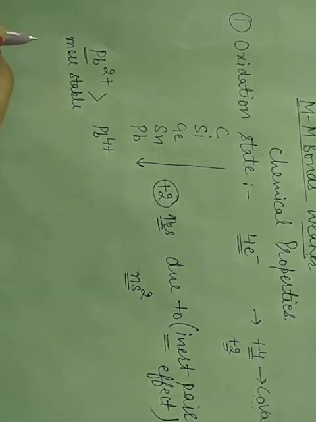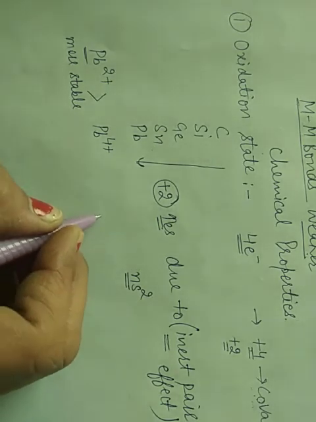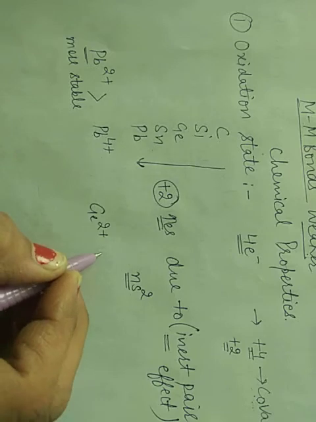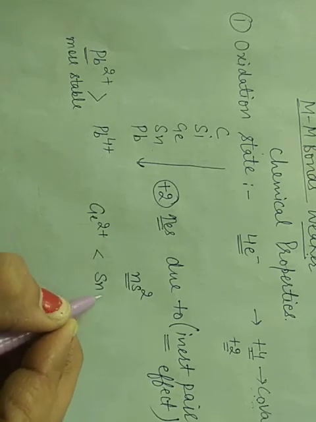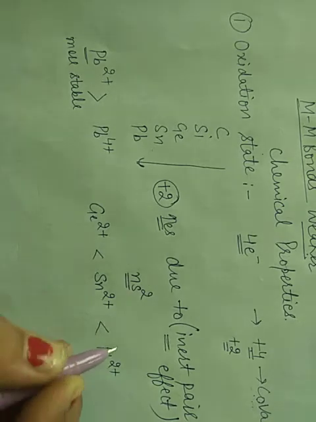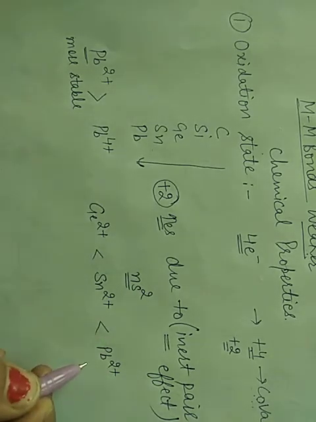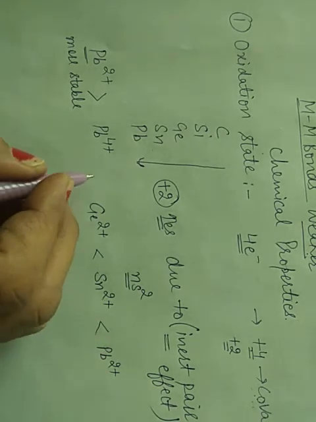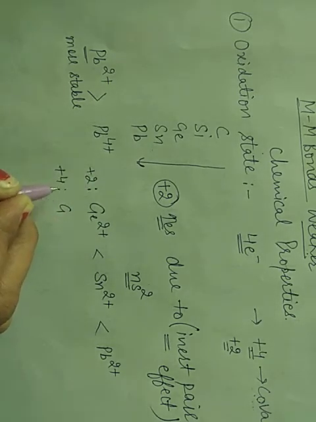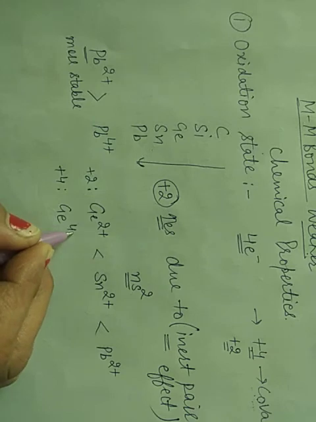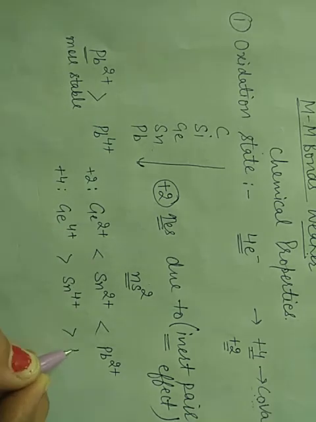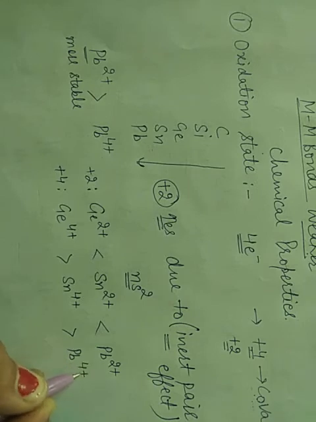Okay. The same reason is for the order of stability of ions in case of germanium 2+, tin 2+, and lead 2+. Order of stability in this case. But this is +2 oxidation state. In case of +4 oxidation state, this is germanium 4+, this is tin 4+, and this is lead 4+. Okay.